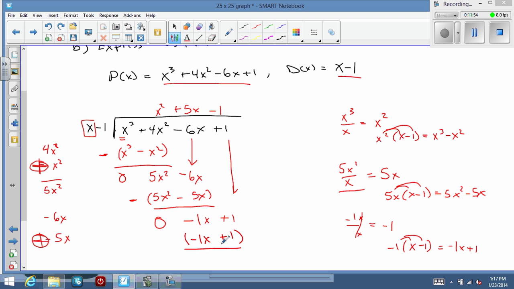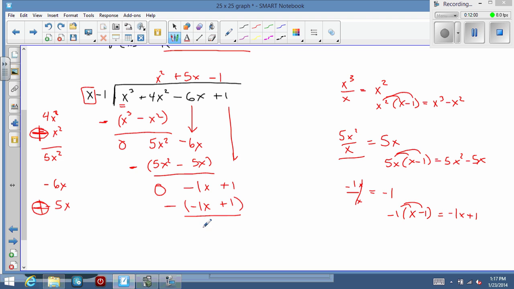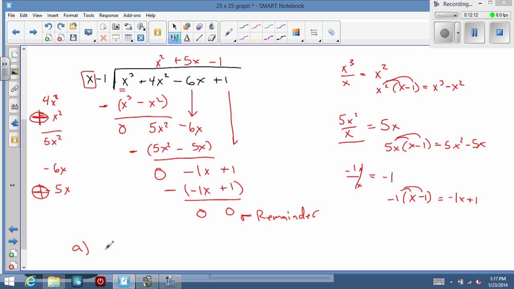When I subtract, you already see I just wrote down both numbers are exactly the same. So when I'm subtracting, these actually both zero out, and my remainder is 0. So I don't have to worry about writing a fraction out here with my remainder. So the answer for A is simply x squared plus 5x minus 1 with no remainder to write a fraction.